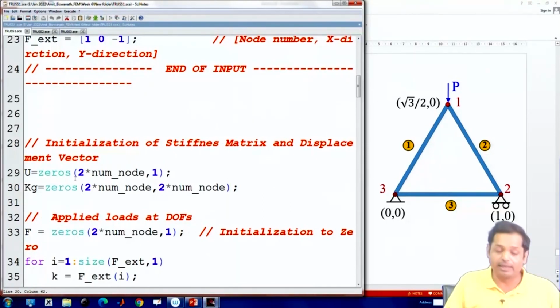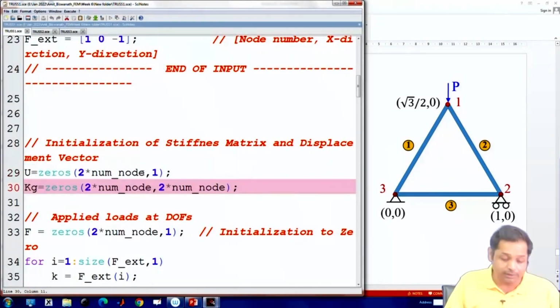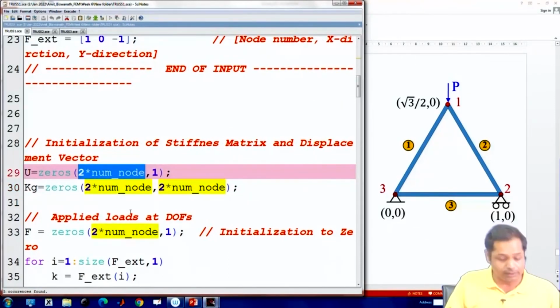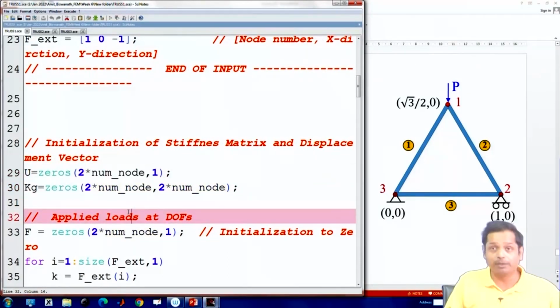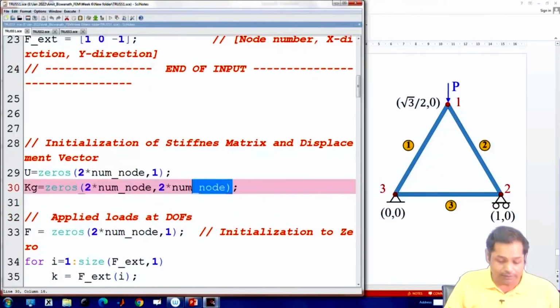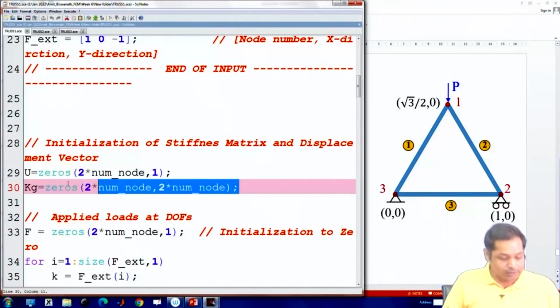The first step is the initialization of the stiffness matrix and the global displacement vector. For the displacement vector, we know the degrees of freedom is the number of nodes times 2, because every node has 2 degrees of freedom. The size of the stiffness matrix will be the total degrees of freedom, a square matrix. We create a matrix of this size and initialize all the entries and elements in the matrix to 0. So, this is the initialization of the vector.